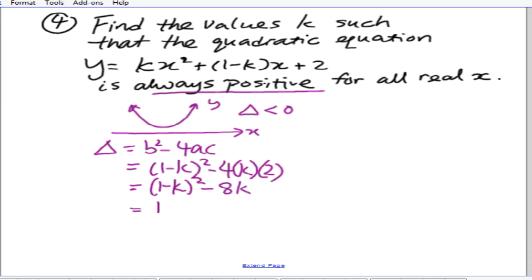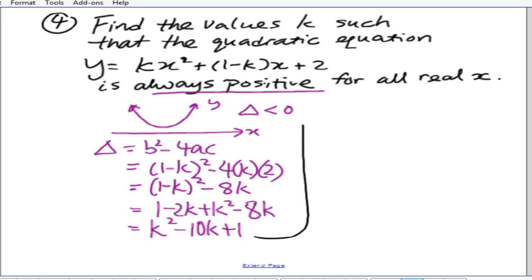So we'll have 1 minus 2k plus k squared minus 8k, which is k squared minus 10k plus 1. All right, so for this, it's not easy. I cannot really factorize this, so I will have to consider using the quadratic formula. That is, I will consider the discriminant equal to 0. That is, k squared minus 10k plus 1 is equal to 0.